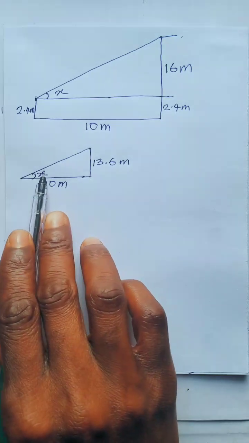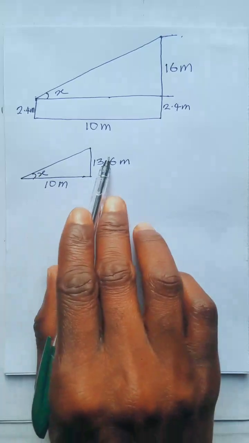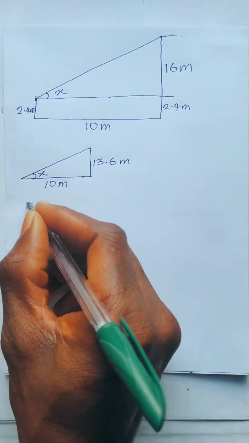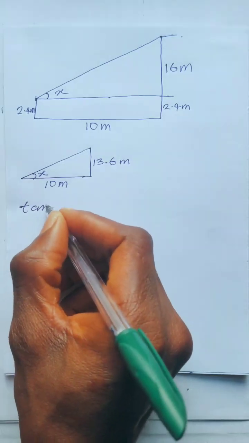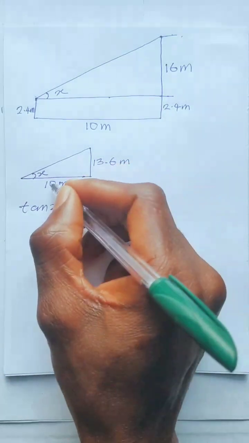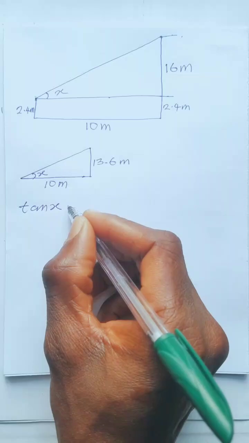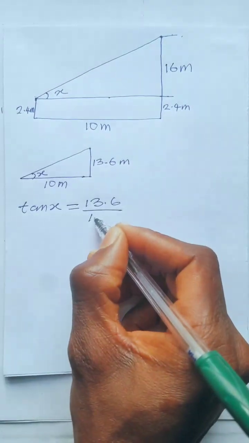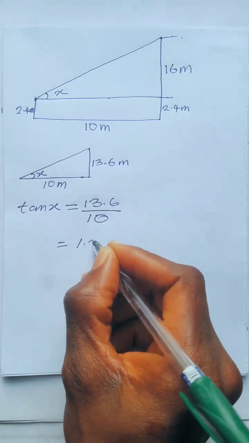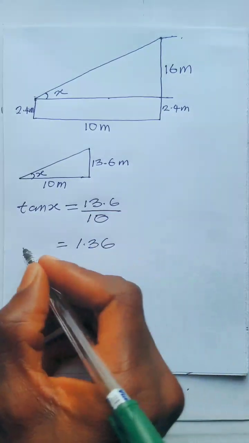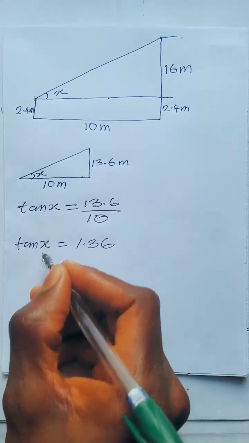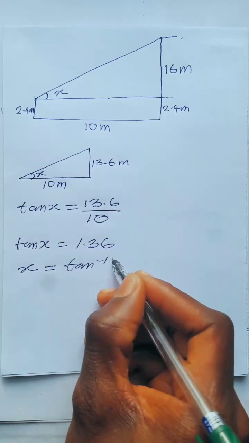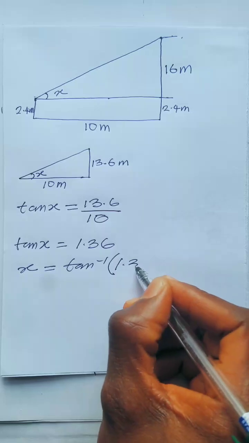So what relationship exists between the opposite side of an angle and the adjacent side? Tan. Tan says opposite over adjacent. So you have tan x is equal to 13.6 over 10. This is 1.36 equals tan x. So x will be what? Inverse tan of 1.36.